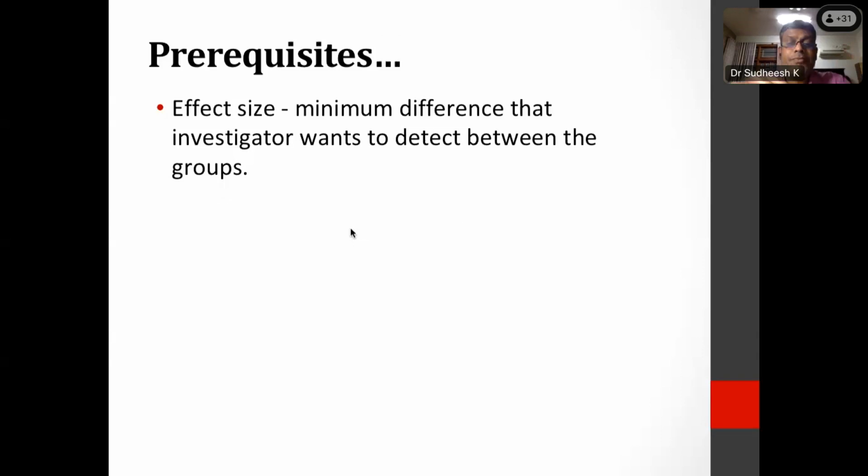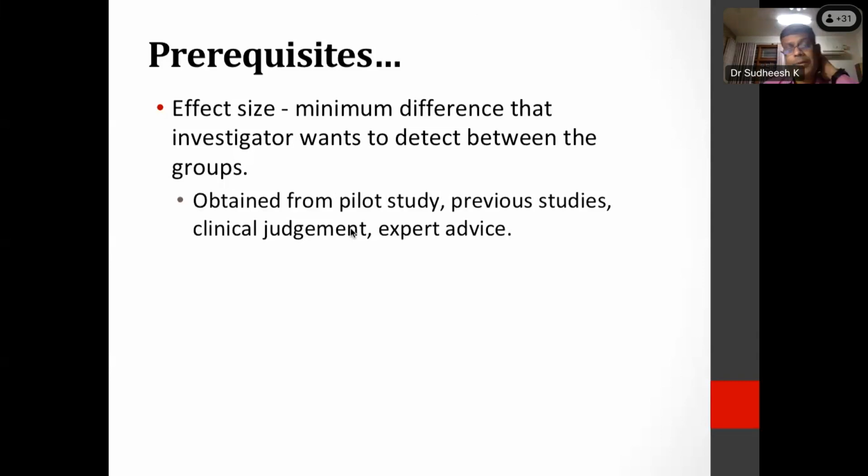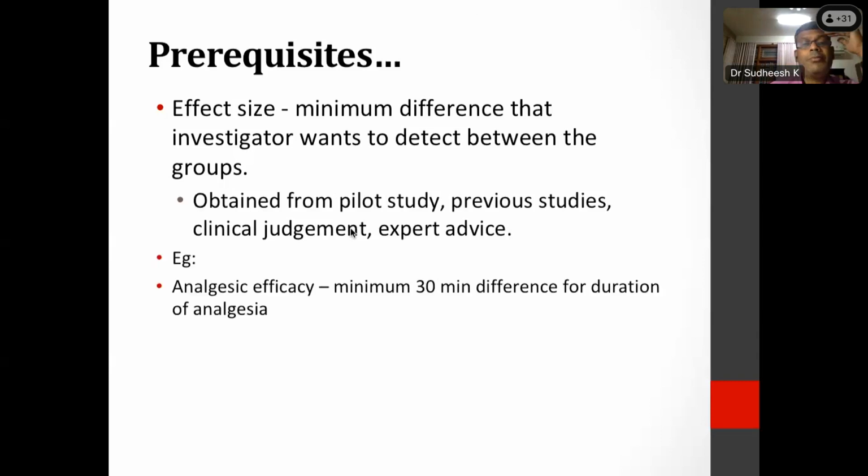So you have to assume an effect size. So how do you obtain this value? Most of the time you can obtain it from a pilot study, previous studies, or expert advice. Most of the time your guides can help you to find the minimum effect size. So for example, if you are doing a study on analgesic efficacy, let us say comparison of epidural versus sciatic nerve, you say that epidural is better than sciatic nerve block. So to say that it is better, the duration of analgesia between the two groups has to be a minimum of 30 minutes, to say that it is significant.